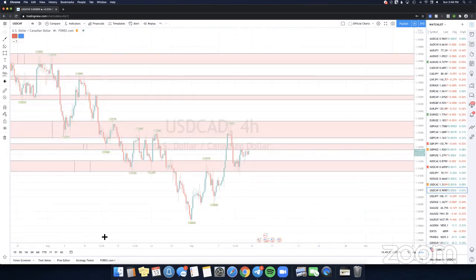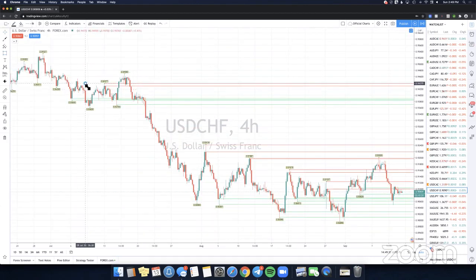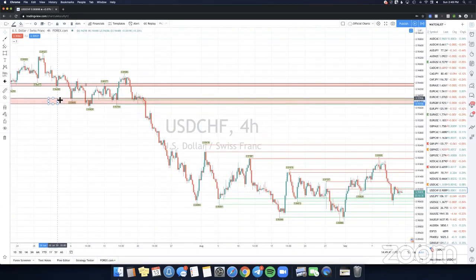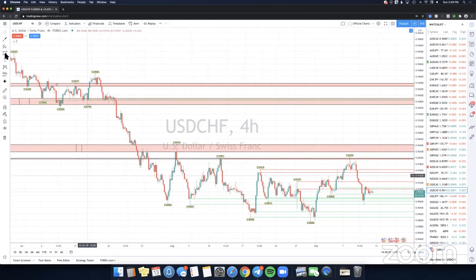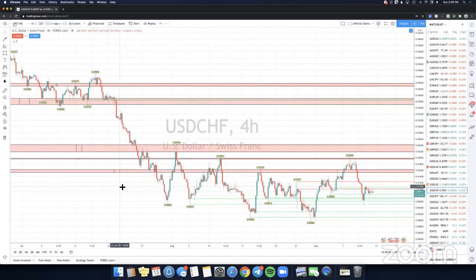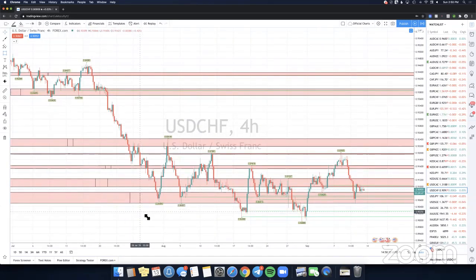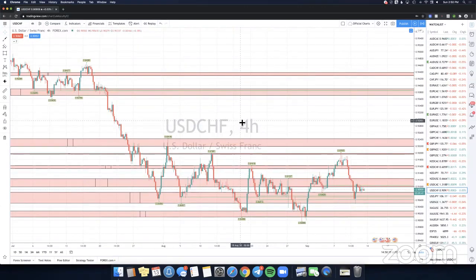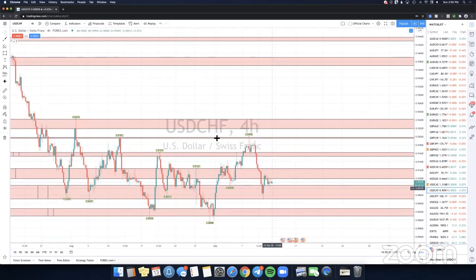USD CHF, same thing right here. Let me delete everything. Turn on the SRs, zoom out, and let's line these up. All right, perfect. I got these lined up right here. I'm going to hide the SR version 2. So basically right here, price is within these two zones. So it's probably going to consolidate before it breaks out above or below.